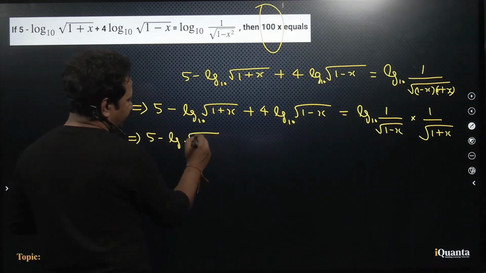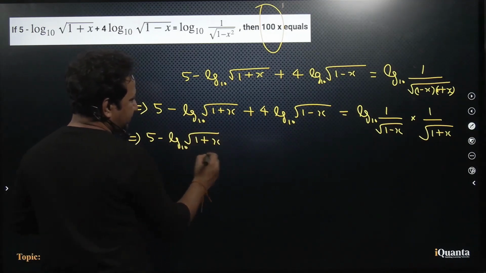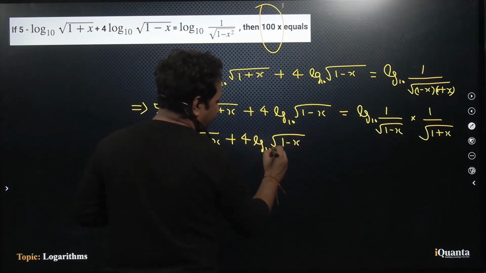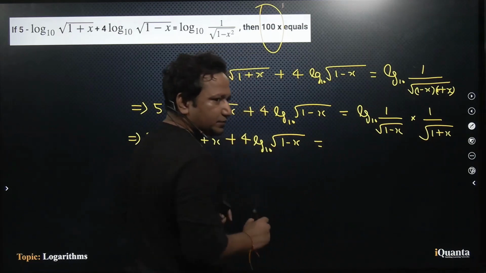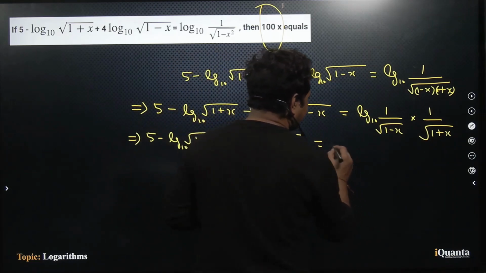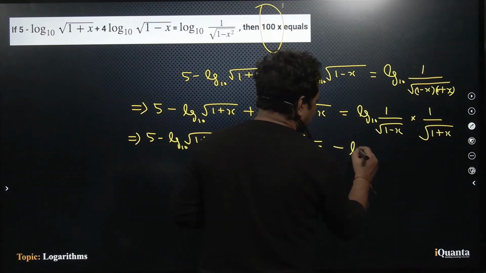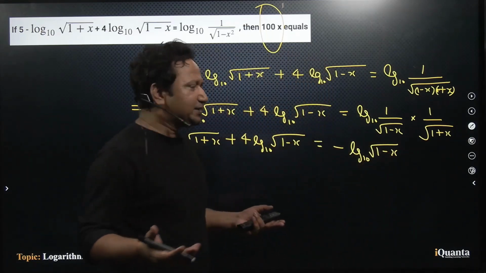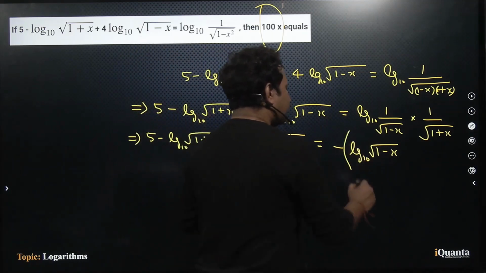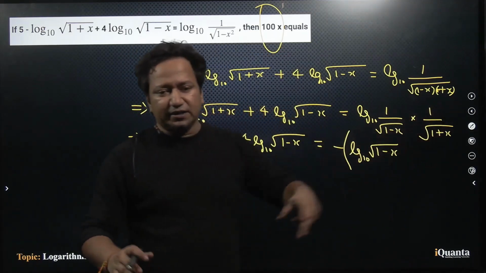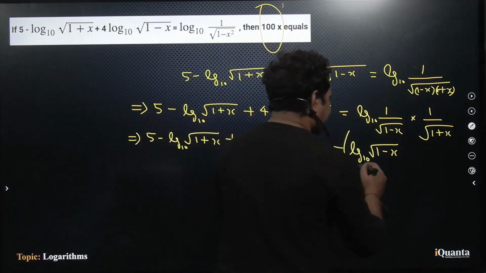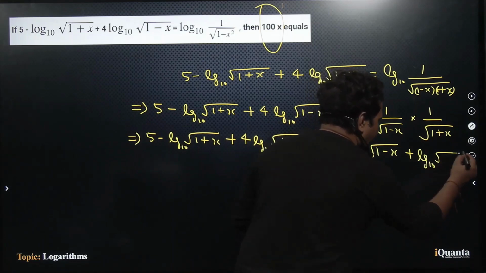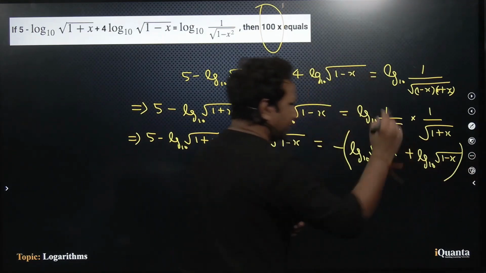5 minus log root 1 plus x base 10 plus 4 log root 1 minus x base 10 is equal to, I can write minus of log root 1 minus x at base 10. That is quite possible. And as you know, log a multiplied by b is nothing but log a plus log b. So I can put a log and put a plus over here, and I can write this as log root 1 minus x at base 10. I hope this is clear.